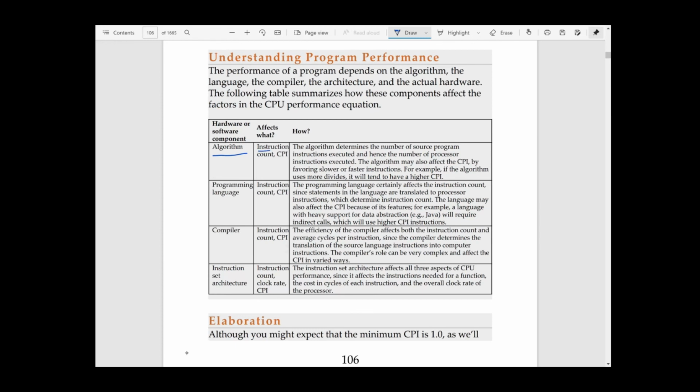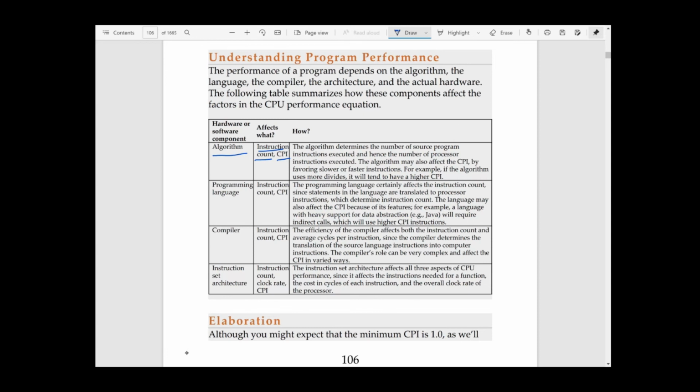The algorithm affects the instruction count and CPI both. How? First, instruction count: the way you are writing the algorithm, if you write two for loops or if you write one for loop, based on this the number of instructions may change, right? So that's why the algorithm increases or decreases the number of instructions, depending on the way you write it.